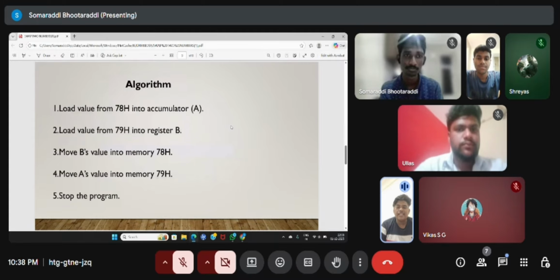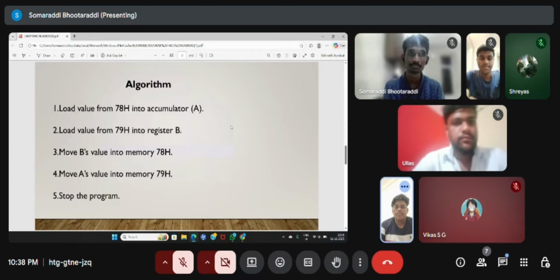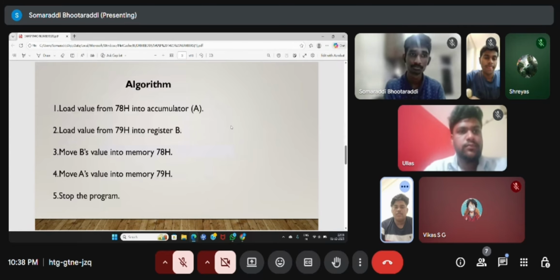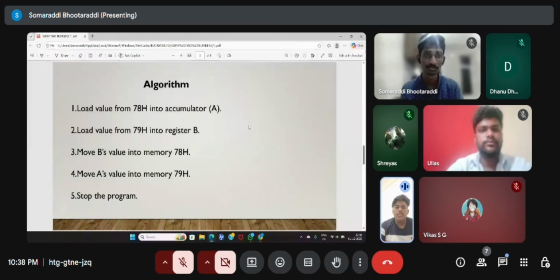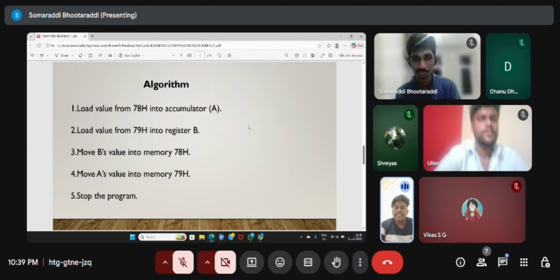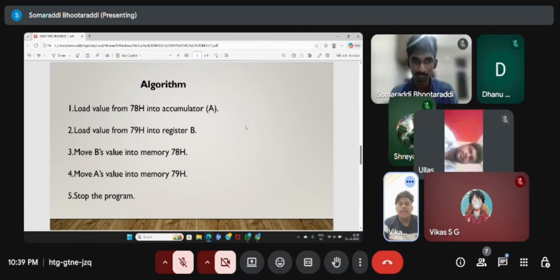The next slide is the algorithm. To achieve the swap, we follow a very straightforward 5-step algorithm. Step 1, load the value from memory location 78H into the accumulator, which is register A. This saves the first number into A.